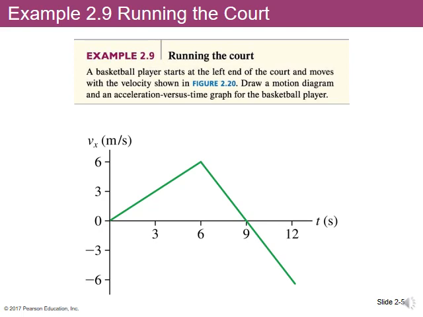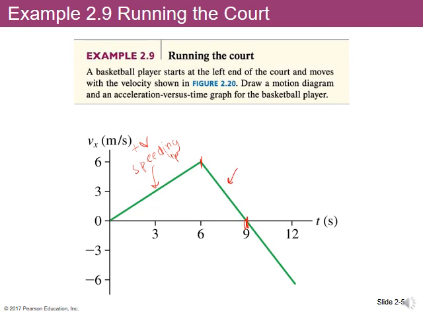So let's just talk about in words and write down what he's doing in the different parts of this graph. We really have 3 sections to think about, from here to here, from here to here, and then from 9 to the end. So during the first 6 seconds, he's moving with a positive velocity, and he's clearly speeding up. Because his velocity is getting bigger.